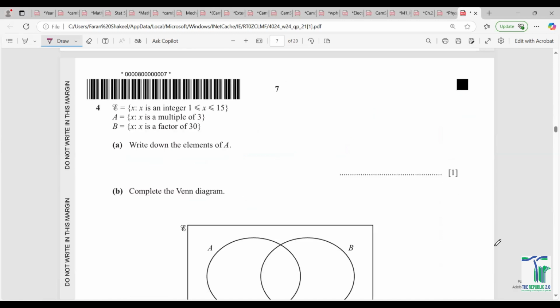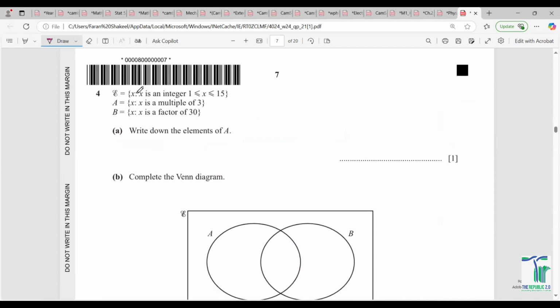Now we have got question number 4. We have got a universal set x such that x is an integer from 1 to 15. A is the set of x such that x is a multiple of 3. Multiple of 3, what does that mean? You've got 3, 6, 9, 12, and 15. And B is the set of x such that x is a factor of 30. What do you mean by the factor of 30?